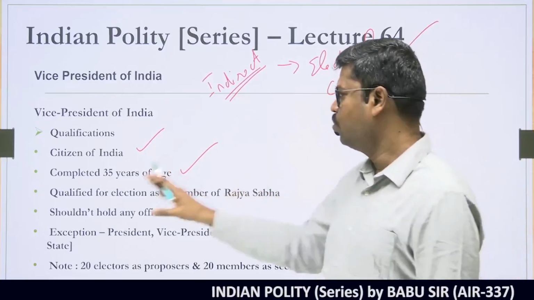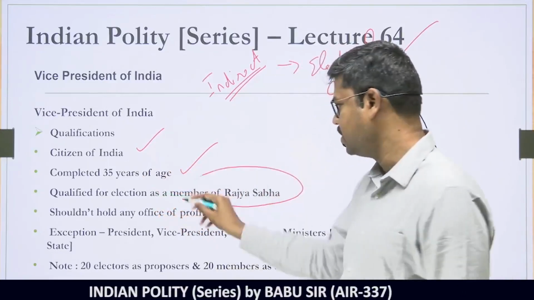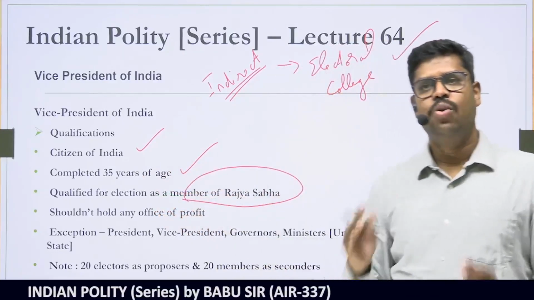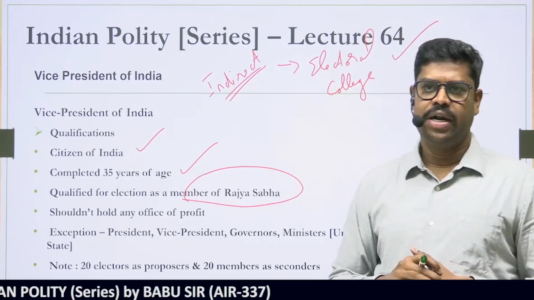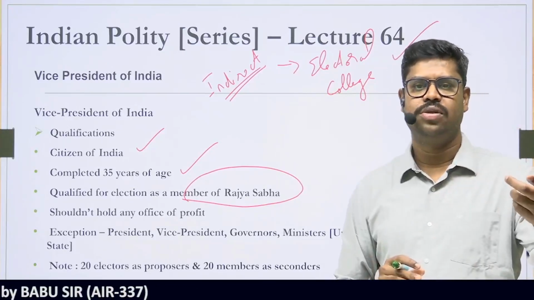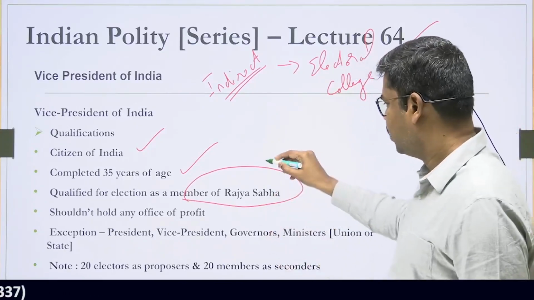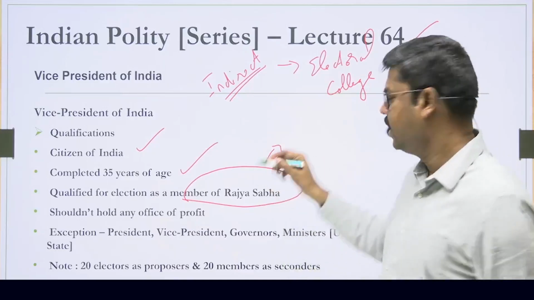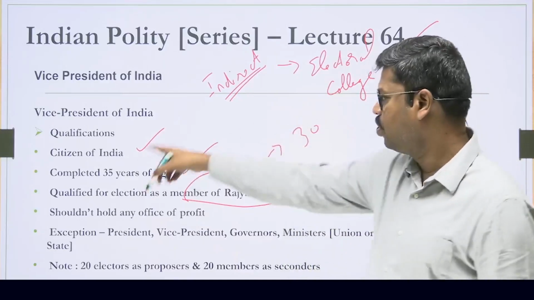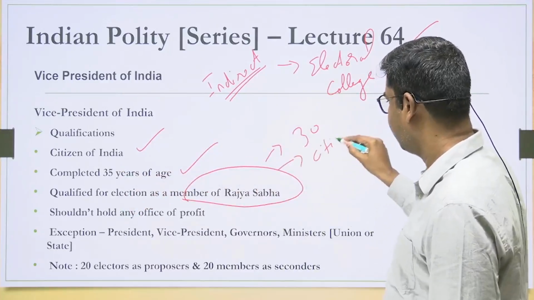In addition to that, the constitution says that he should be qualified for election as a member of Rajya Sabha. So what are the qualifications for someone to get elected as a member of Rajya Sabha? That also is mentioned in the constitution. For someone to get elected as a member of Rajya Sabha, they should have attained 30 years of age, but that is again overruled by 35 years of age. And then they should be a citizen, that is also given already.